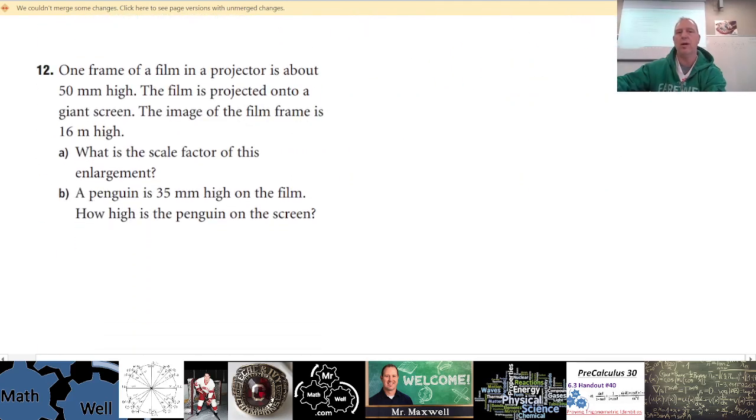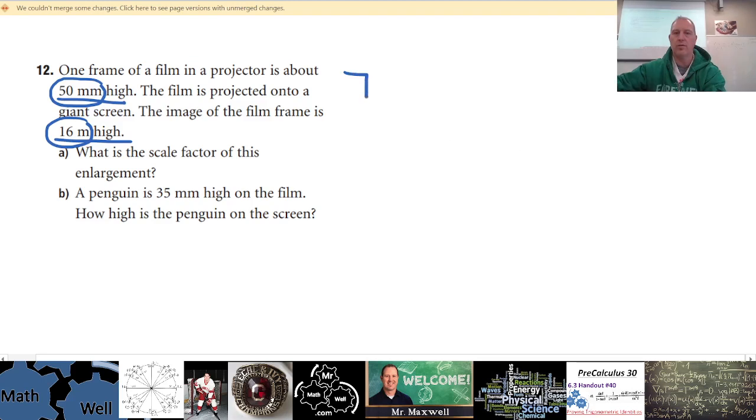Okay, 12 is the last one you have to do. I just had a question about 12, so really quickly. One frame of a film projector is about 50 millimeters high. The film is projected onto a giant screen. The image of the film frame is 16 meters high. What's the scale factor? So this is going to be easy when we have these numbers in the same units. And here's where you have to use your metric staircase that we talked about last day.